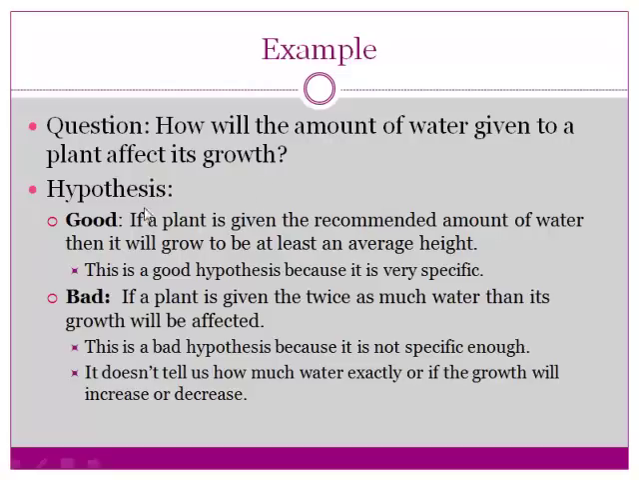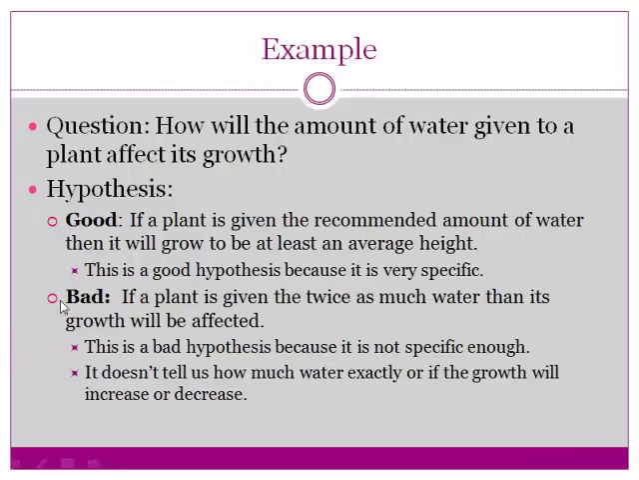So let's look at a good hypothesis for this question. If a plant is given the recommended amount of water, then it will grow to be at least an average height. So you have both the variables there, recommended amount of water and average height. Okay, this hypothesis is a good hypothesis, a testable one, because it's very specific. We could look up the recommended amount of water for whatever plant we're using and its average height. So it would be very easy to see if it was supported or rejected by our experiment.